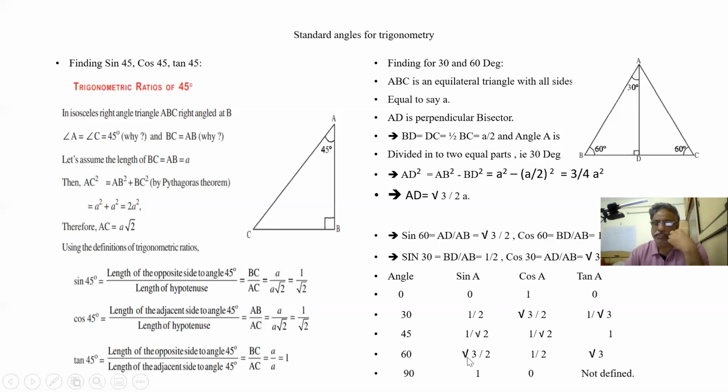1 by 4 plus 3 by 4, 3 by 4 plus 1 by 4 is 4 by 4, which is 1. The root of 1 is 1.